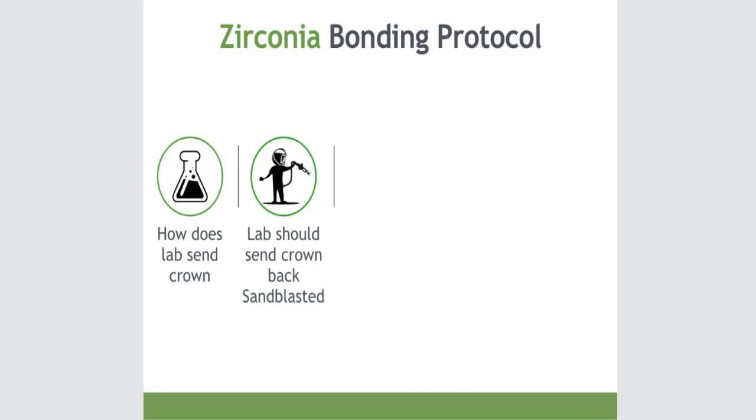And usually the lab will send it back sandblasted, okay? It's not etched, it's sandblasted. And after it's sandblasted, you need to try it in and adjust it, okay? When you're adjusting that, you're getting all of the saliva and all these proteins inside the crown and inside the sandblasted area.